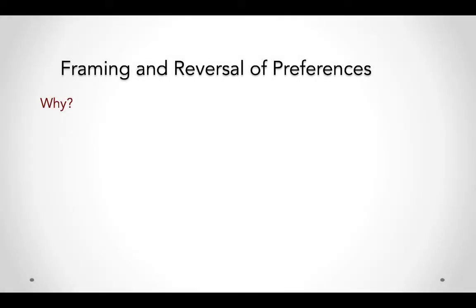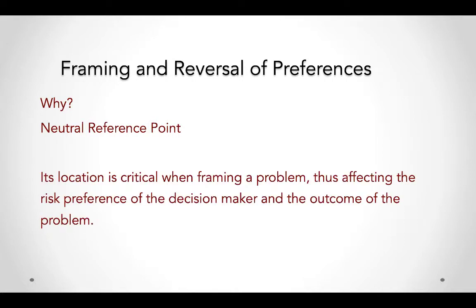The question is why? So now we're going back to our first feature of the value curve, and we said there's a reference point in the middle, a 0 point. It turns out the location of the reference point is crucial when we are framing a problem, and we are going to affect the risk preferences of the decision maker and the outcome of the problem as we place this reference point differently.